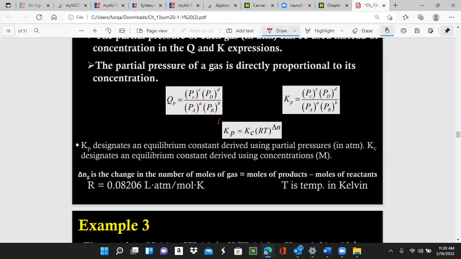The equation is this, where we have R as a gas constant. The value for this is here. And temperature, that's why temperature will always be in Kelvin. These are two things to pay attention to.